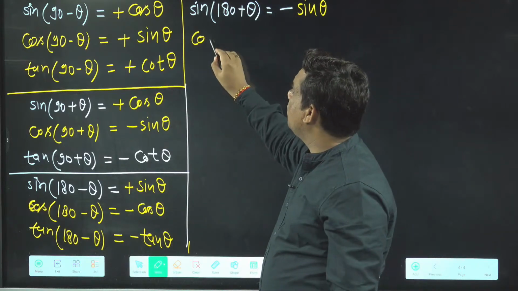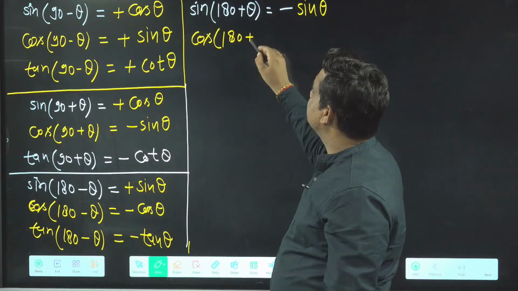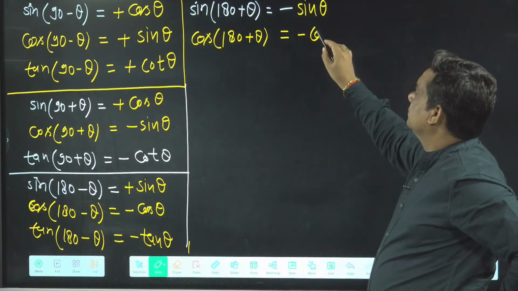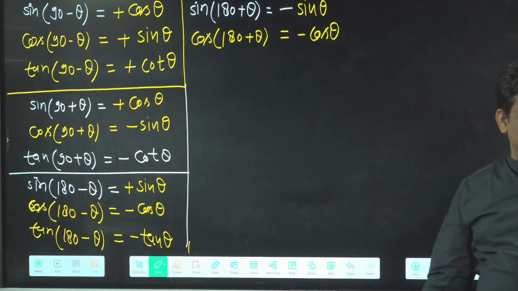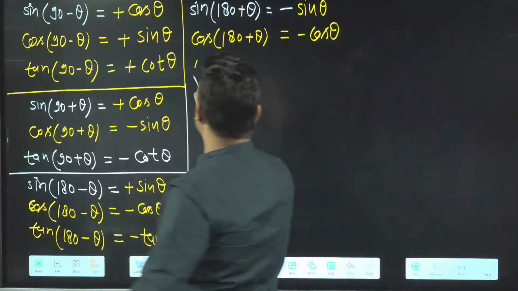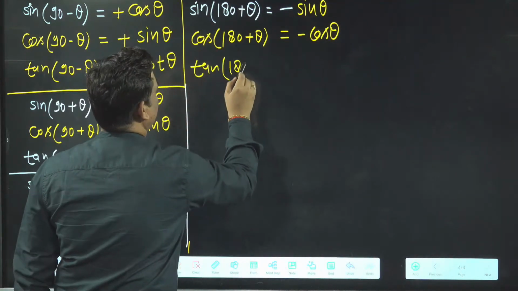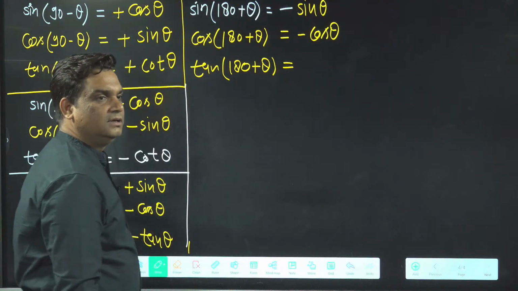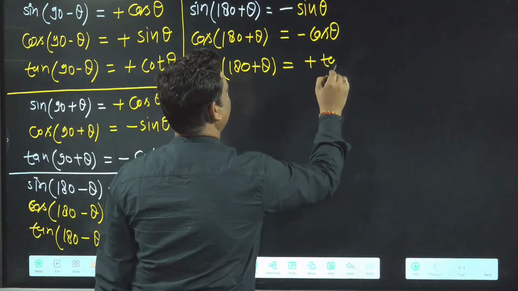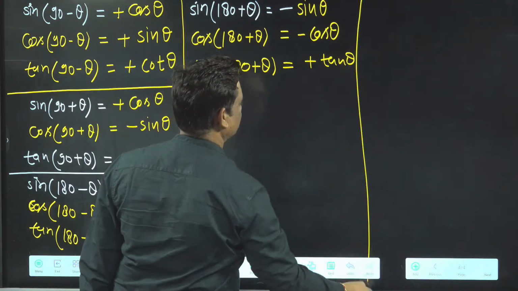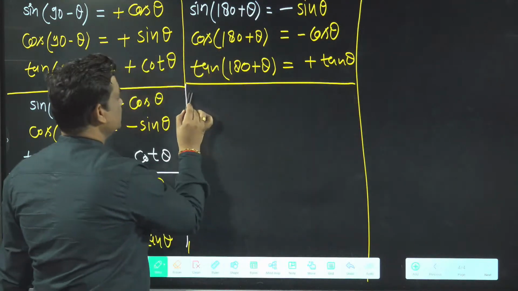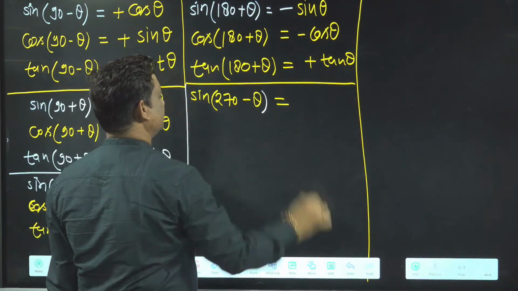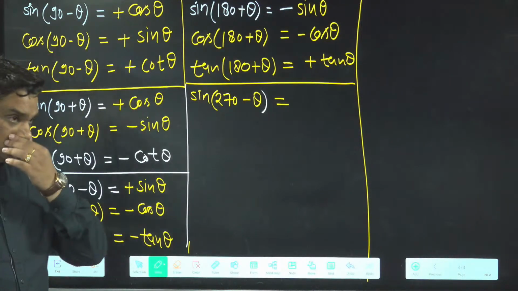What about cos 180 plus theta? Yes, minus cos theta. Now you are able to answer very fast. Tell me the answers now for this one. Yes, this is plus tan theta. Next one we can write here, sine 270 minus theta. Tell me the answer. 270 minus theta. What is the answer for this one?